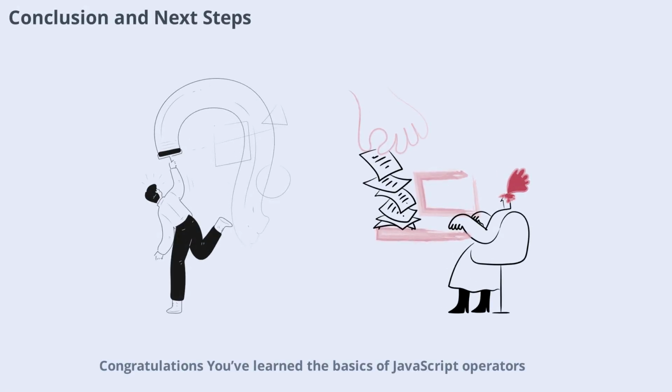Congratulations, you've learned the basics of JavaScript operators, including addition, subtraction, multiplication, division, modulus, increment, and decrement. These operators are the foundation of many programming tasks. In the next video, we'll explore comparison operators and see how they help us make decisions in code. Keep practicing and stay curious as you continue your JavaScript journey.